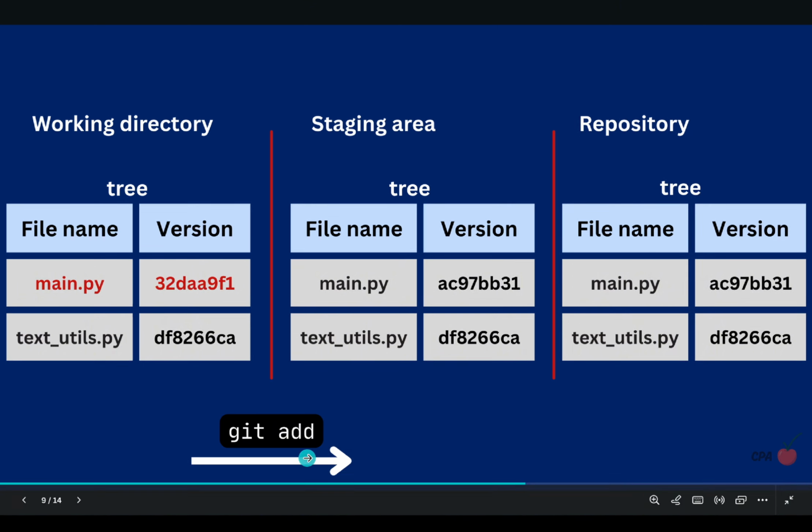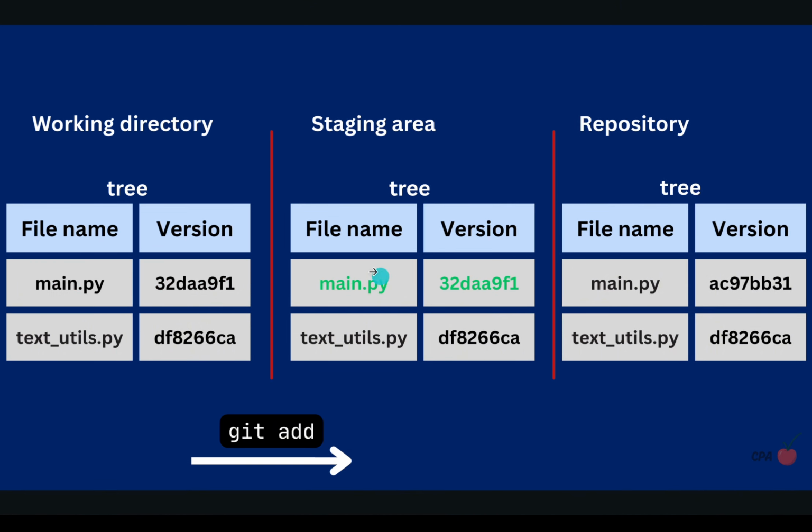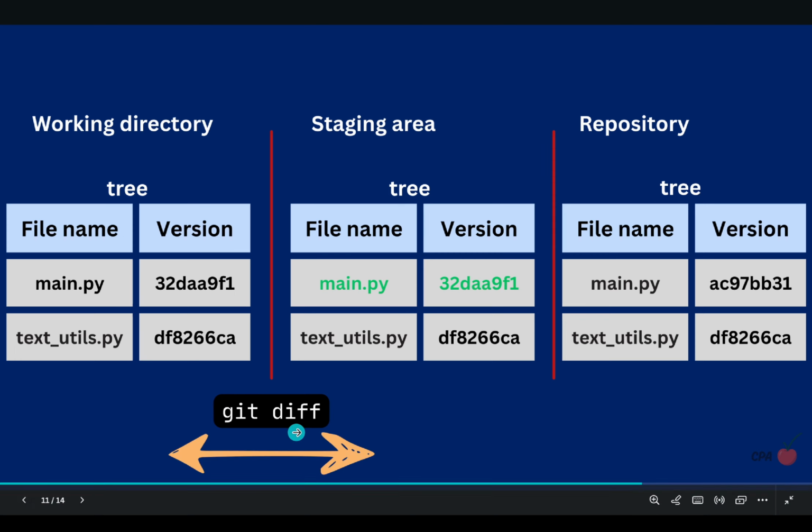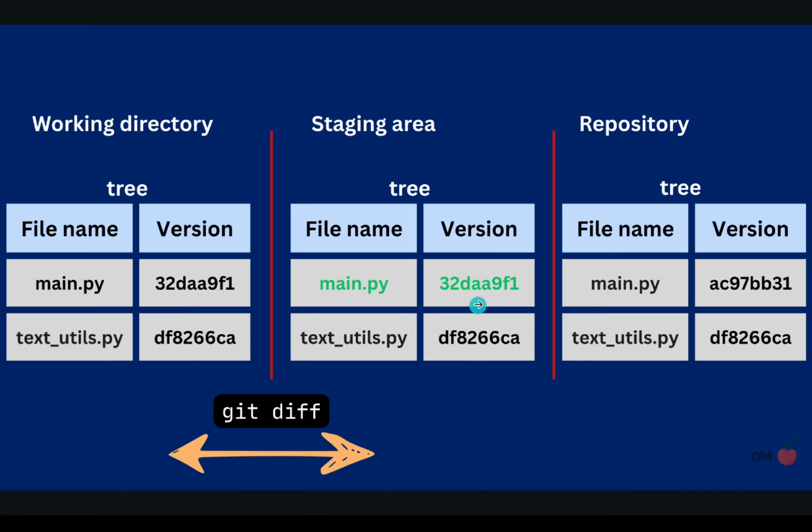Now, if we use git add to stage our changes for main.py, then our staging area is updated and it has the same tree as the working directory, because we just staged the changes. At this moment, the tree in the index is exactly the same as the working directory. If we do git diff, we will see that the output is empty. The reason is clear from the tree: the tree for the staging area and the working directory is exactly the same.